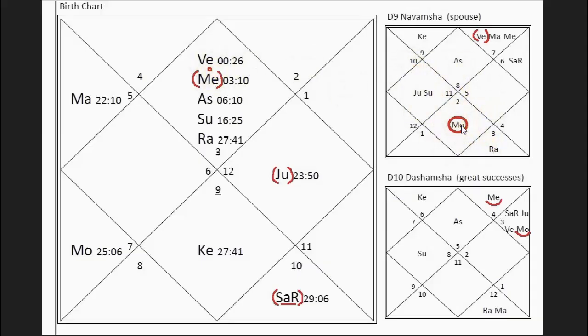However, moon, I have highlighted here with a circle around it. And the circle is the graphical notation that I use for a planet that is exalted, because moon is exalted in Taurus. So that's why it's got a little circle around it. And that's it for the D9. Nothing else going on in terms of dignities.